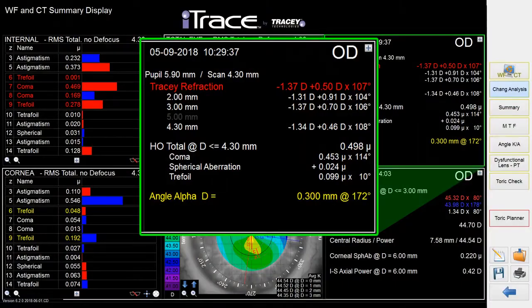So when you look at the upper right panel, you'll also get day to night, refractive information, higher order aberrations, pupil size, white to white, etc.